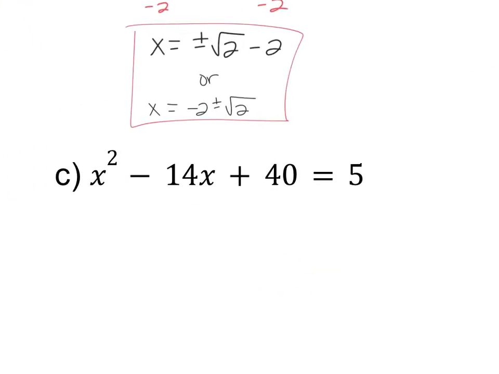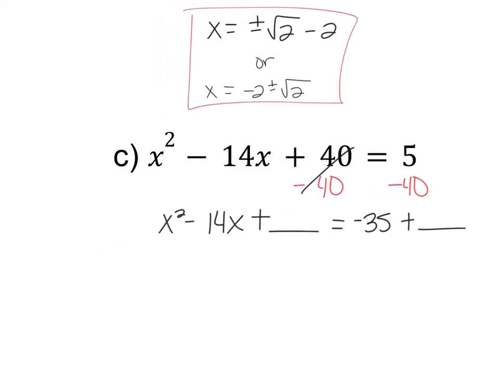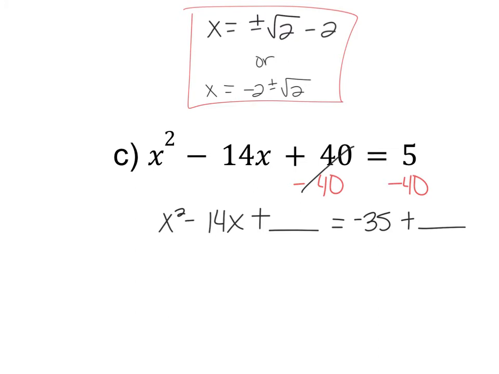Okay, next one. Let's go ahead and move that 40 over. So we have x squared minus 14x plus blank equals 5 plus negative 40, which would be negative 35, and then plus blank on that side. Let's go ahead and take our b term. This time it's negative, don't mess that up. So this would be negative 7 to the second power, which ends up giving you 49. I'm going to add 49 to both sides.